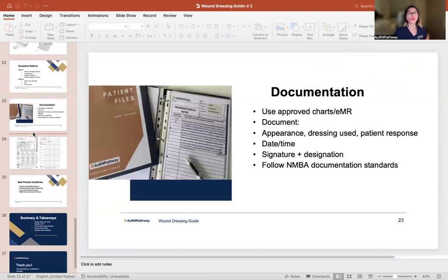Now, in terms of documentation as an RN in Australia and New Zealand, mainly the charts are electronic already. And so majority of the time you're documenting the appearance, the dressing used, and the size, and make sure that you're following the hospital's policy and procedure because it's different in every hospital.